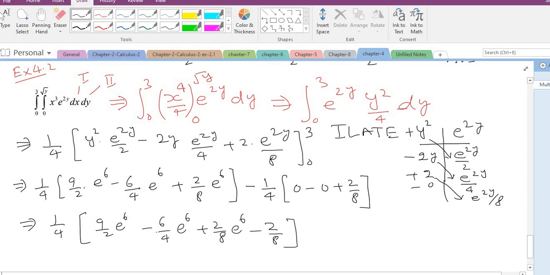Now it's up to you. If you simplify, you will get another form, otherwise you can leave it like that. This is the answer of that question.